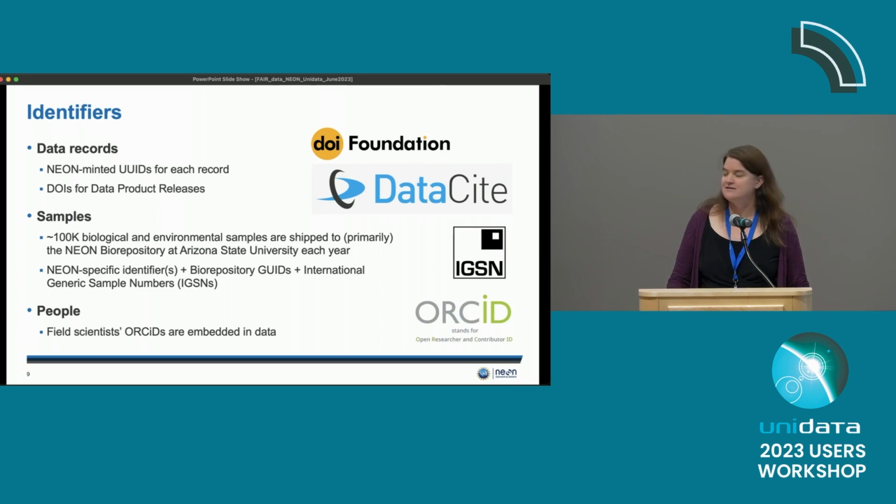IGSN and DataCite and ORCIDs are all, I'm sure you're all familiar with them. They're global organizations, so they will hopefully help ensure uniqueness and sustainability of those identifiers through time. We do include ORCIDs for all of our field staff in our data. That's a way of both giving them an opportunity to get credit for the work that they do, as well as enabling folks to examine the data for potential observer effects, which is a common issue in taxonomic data, for example, identifications potentially varying across people and the like. So there's multiple uses there, but that's fantastic.